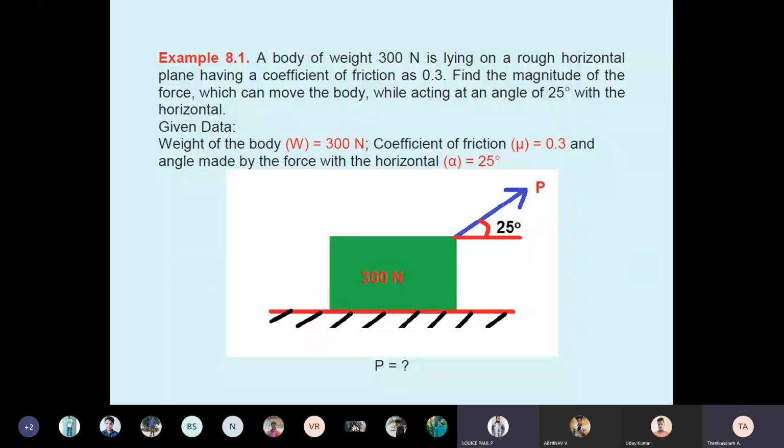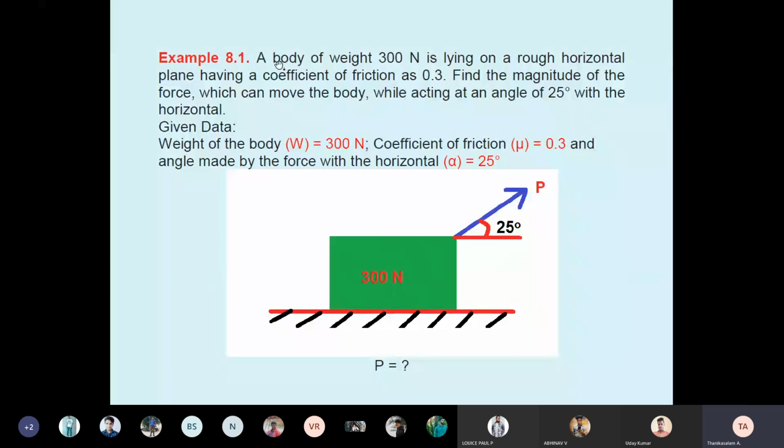See, in this question they did not give a diagram, only a statement. So read the statement twice. Any problem? I already asked you. You have to read all the problems two times. So a body of weight 300 Newton lying on a rough horizontal plane. You take it as a body like a rectangular block like this. So the 300 Newton is marked. Okay, so the first statement is over.